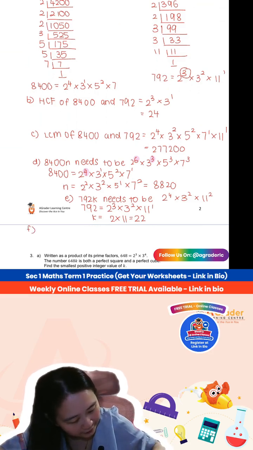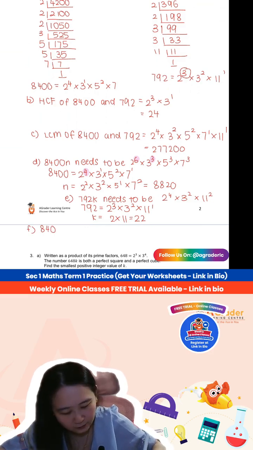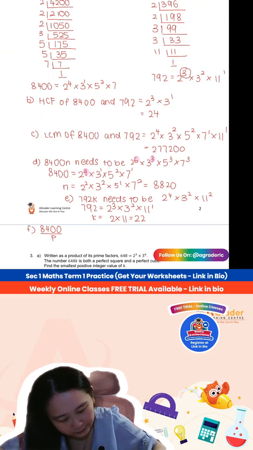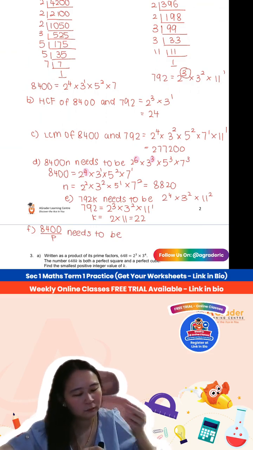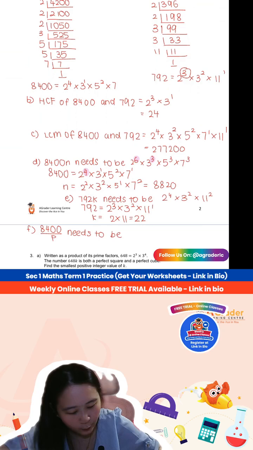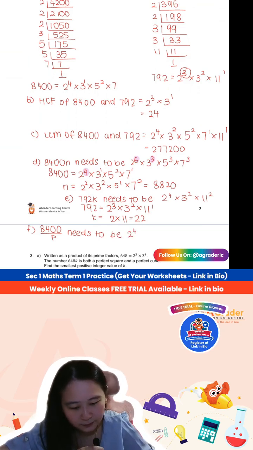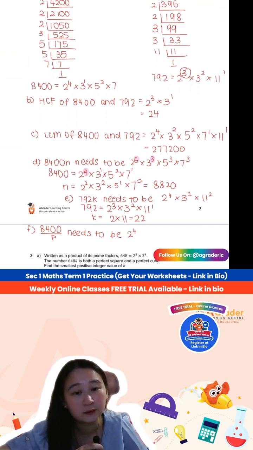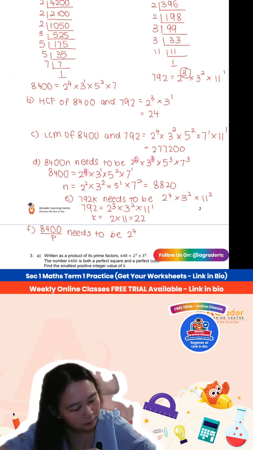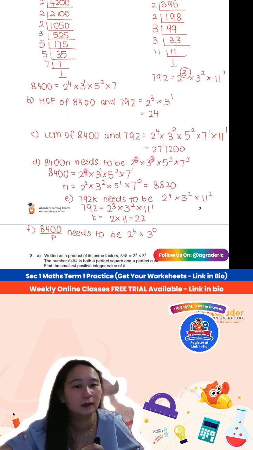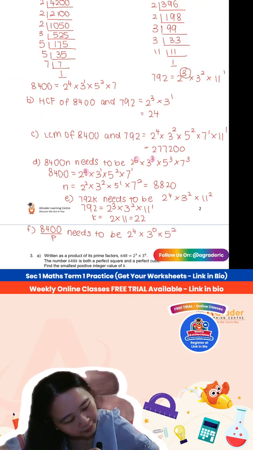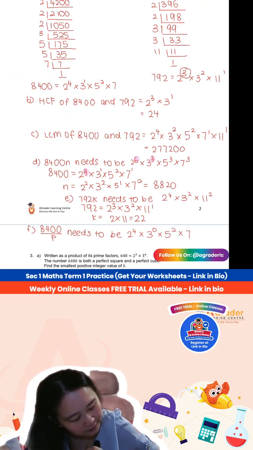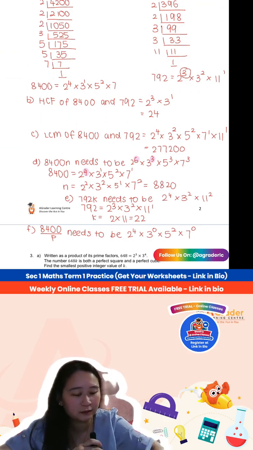So for part F, I have 8,400 over P. It needs to be, so 2 to the power of 4 is already a perfect square, it's an even number for the power. Then times 3 to the power of 0, because 1 is an odd number, so I have to round down, make it smaller. 5 squared is already a square, so I leave it. And then times 7 to the power of 0, because now it's power 1.